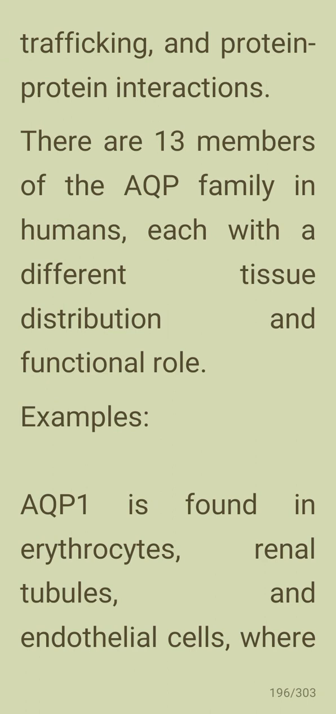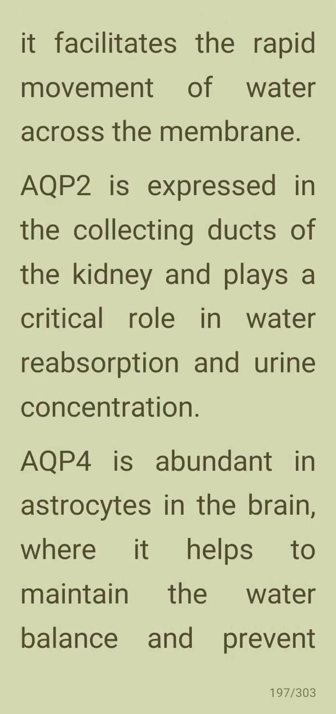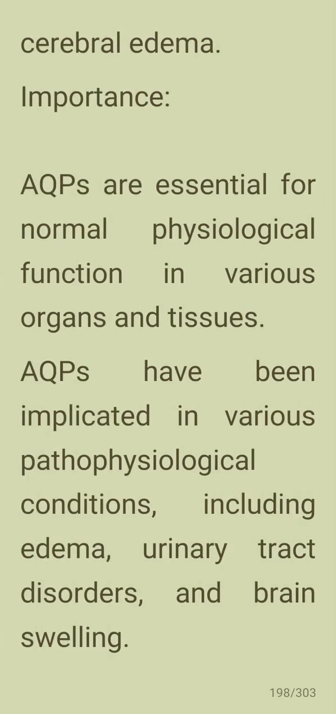There are 13 members of the AQP family in humans, each with a different tissue distribution and functional role. For example, AQP1 is found in erythrocytes, renal tubules, and endothelial cells, where it facilitates the rapid movement of water across the membrane. AQP2 is expressed in the collecting ducts of the kidney and plays a critical role in water reabsorption and urine concentration. AQP4 is abundant in astrocytes in the brain, where it helps to maintain the water balance and prevent cerebral edema.